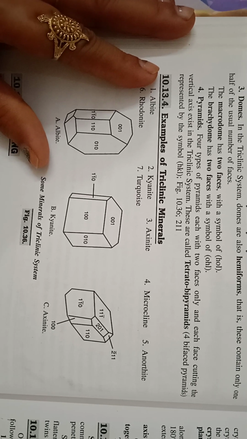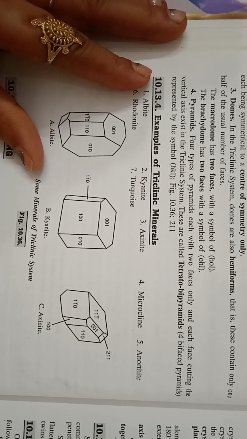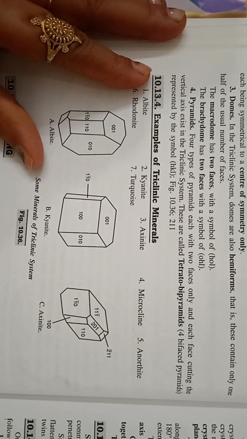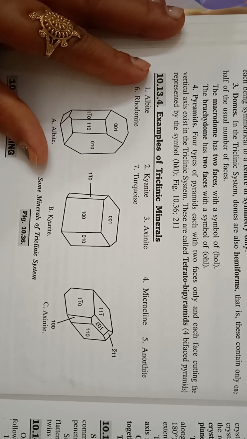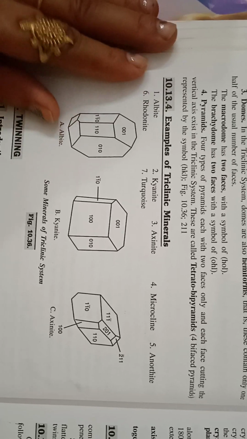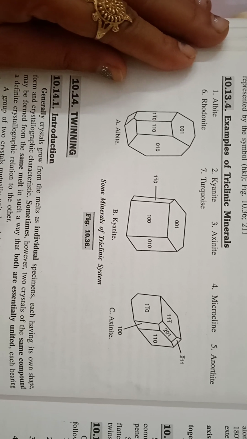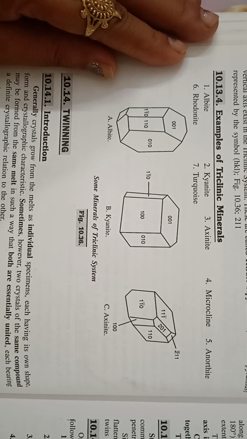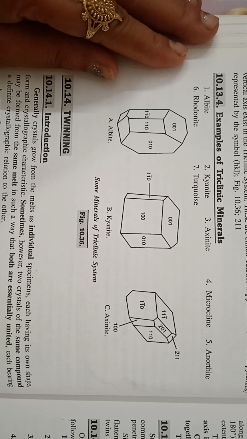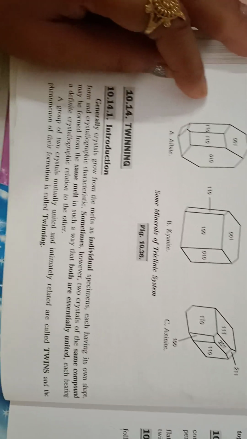These are called tetra bipyramids, four-faced pyramids represented by the symbols HKL. Examples of triclinic minerals: albite, kyanite, axinite, microcline, anorthite, rhodonite, turquoise. So these are some minerals of the triclinic system.